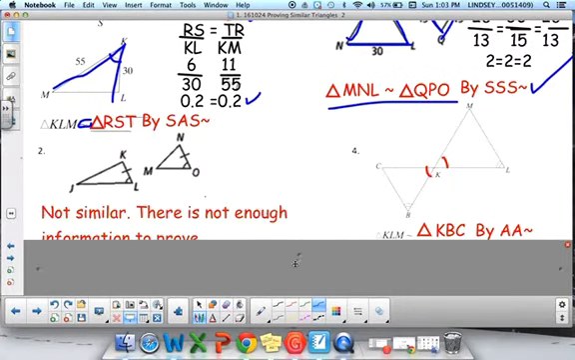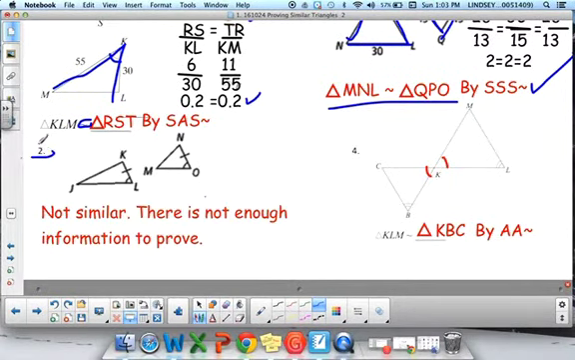All right, as I go through these last two, hopefully you notice this one, I don't have enough information. I've got a side is congruent to another side. Remember, this tick mark means congruent, and then an angle, but that's not enough information on either one, so not similar. There's not enough information to prove that.